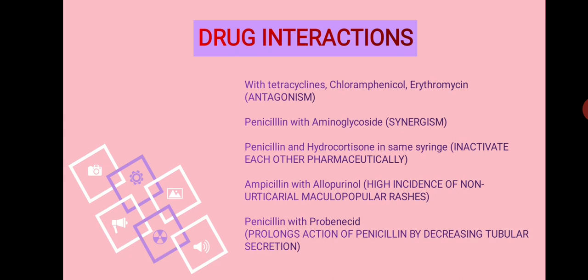Ampicillin with allopurinol causes a high incidence of non-urticarial maculopapular rashes. And lastly, penicillin with probenecid prolongs the action of penicillin by decreasing tubular secretion.